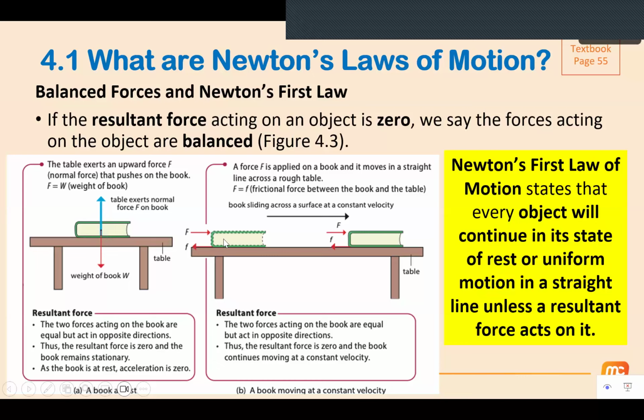Okay, then let's take a look at another example. I have a book sliding across a table. So this book's original motion is not at rest, it's already moving. It's sliding along the table.